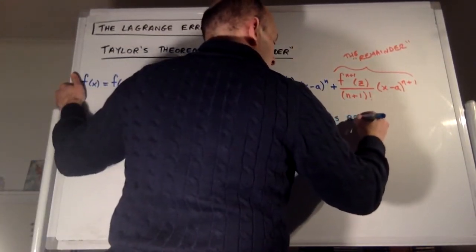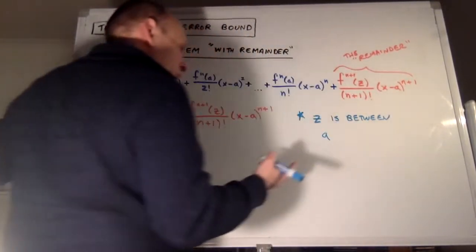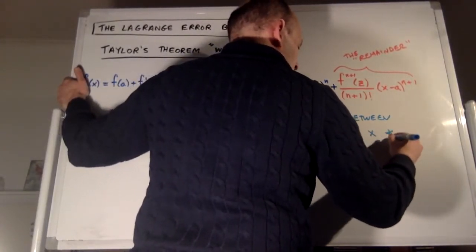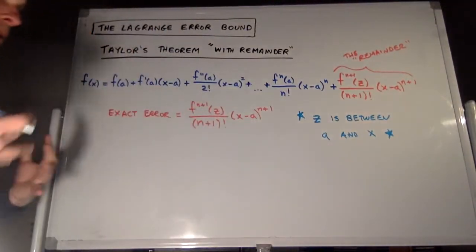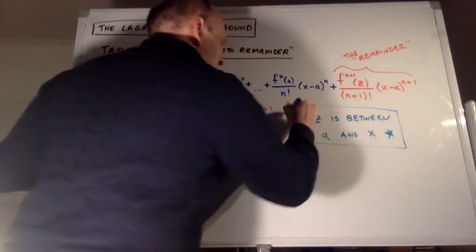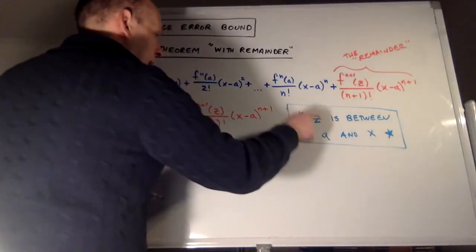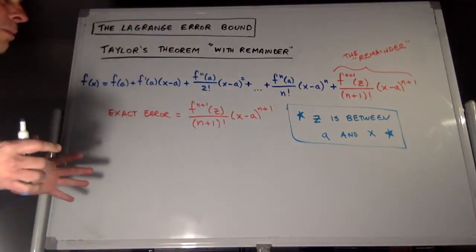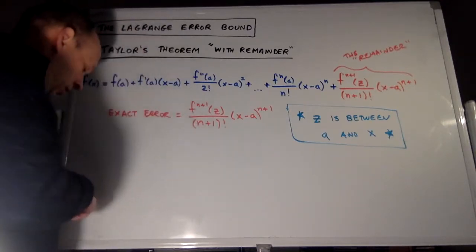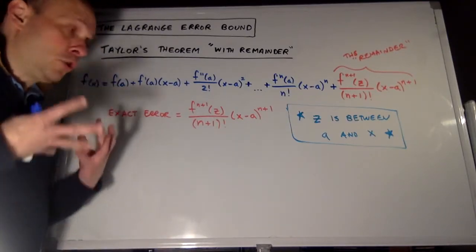So z is going to be between a, the center of your series, and x. And x is the value at which you're evaluating or estimating. So this is going to be important for us to know as we move forward with this. We don't know what z is. But what we do know about it is that it's between a and x. So that's what we have to remember here when we get to what we're going to call the error bound. Again, if we knew what z was, we wouldn't just get an error bound, we would get the exact error, right? So what is the error bound?